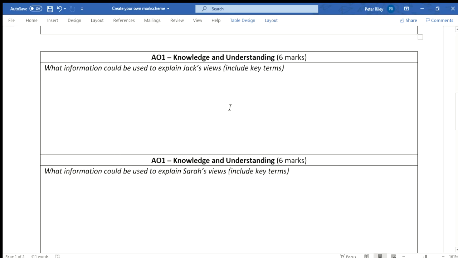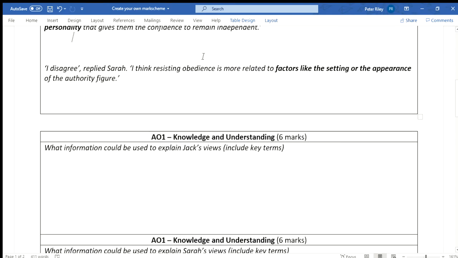Then what you do for your AO1, what information could be used to explain Jack's views and Sarah's views? Again, this is just going into a little more detail than you would do for your application. So here, if we wrote locus of control, then we'd want to go into a little more detail. We're referring to potential specific names, specific key terms. Is it internal? Is it external locus of control? Authoritarian personality, where does that develop from?